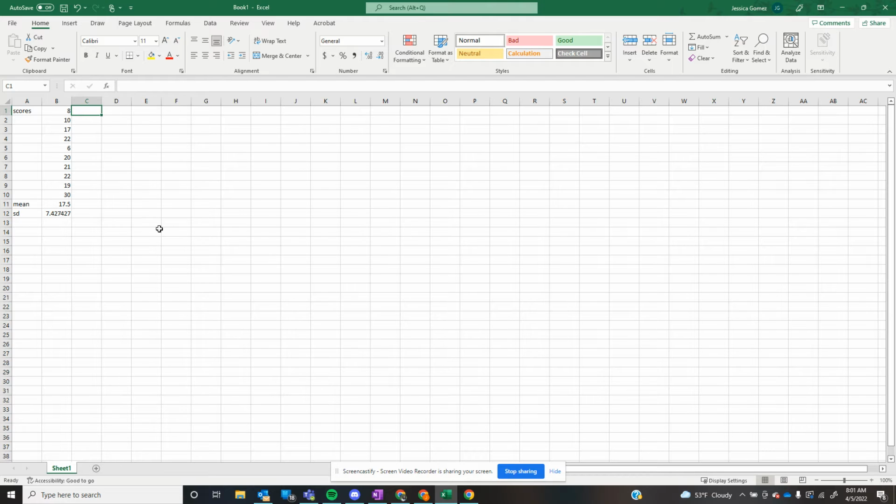Now, what we can do with our scores is we can make this a formula. So we know that each of our z-scores is going to be the score minus the mean, which is 17.5, and you're going to divide that value by the standard deviation, which was 7.43. Okay, so that's going to be our formulation for finding the z-scores. You enter it, and you tell it that all these formulas are the same. And so this is how you would have gotten your numbers.